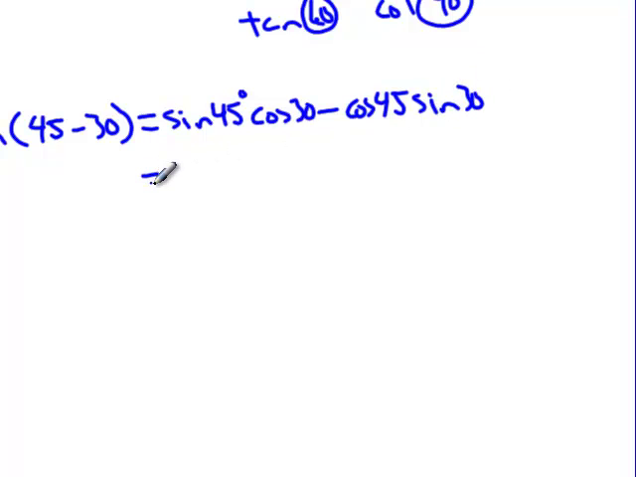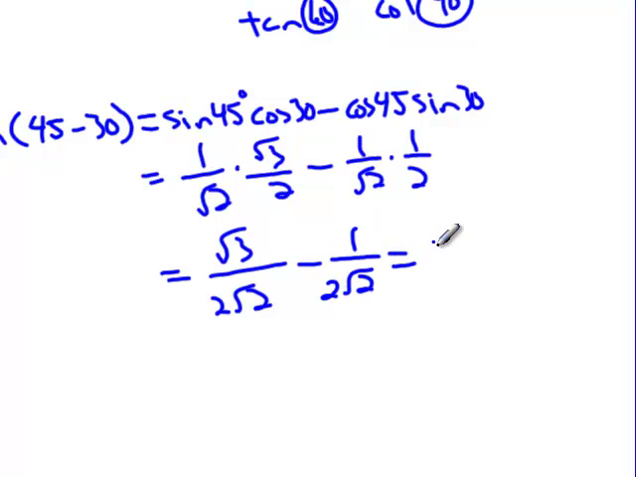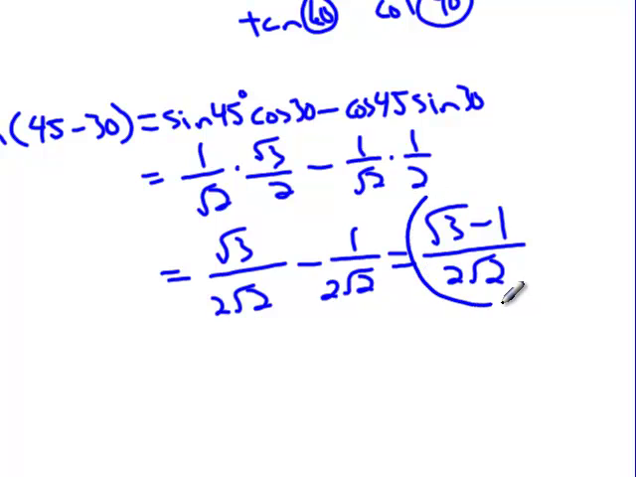And you can get that this is 1 over the square root of 2 times the square root of 3 over 2 minus 1 over the square root of 2 times 1/2. And we can get that this is the square root of 3 over 2 radical 2 minus 1 over 2 radical 2, which is the square root of 3 minus 1 over 2 radical 2. And if you type this in your calculator, you will get a decimal that matches the sine of 15 degrees. Isn't that neat?